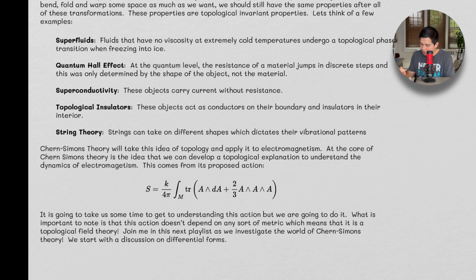And then topological insulators. These objects act as conductors on their boundary and insulators in their interior. There's similar notions between topological insulators and superconductivity. Again, we're not going to go too deep into them. I'm just trying to justify this whole playlist, if you will, because fundamentally what physics comes down to is the real world, and we want to be able to understand how we can use topological field theories in the real world, and then we'll move on to Chern Simons theory.